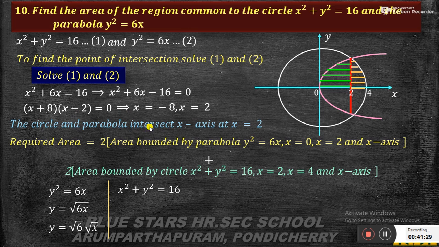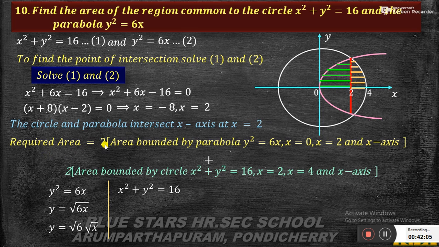Therefore the circle and the parabola intersect at x equal to 2. So required area equal to 2 into area bounded by the parabola y square equal to 6x and x equal to 0, x equal to 2 and the x-axis. You see, this is x equal to 2. So we find this point where the parabola and the circle intersect.